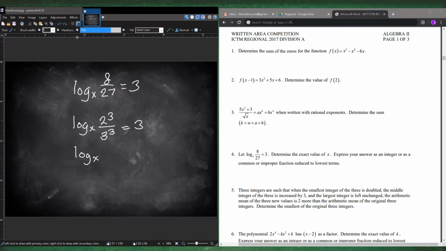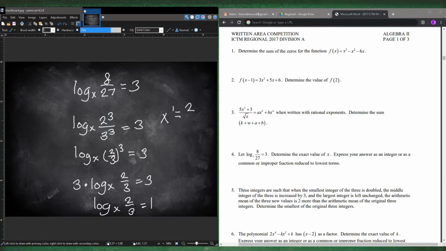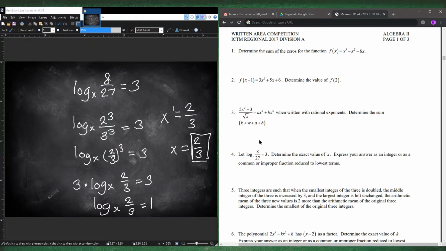So that means log base x of 2/3, inside the parentheses to the power 3, is 3. If you have the exponent inside, there's a log rule which means you can put the exponent outside. So it will be 3 times log base x of 2/3 is equal to 3. Divide by 3 on both sides, so log base x of 2/3 is equal to 1. That tells us that x raised to the power of 1 is equal to 2 over 3. So x is just 2 over 3, right? So that's your answer. Number 4 is just 2 over 3. Basically just that simple.